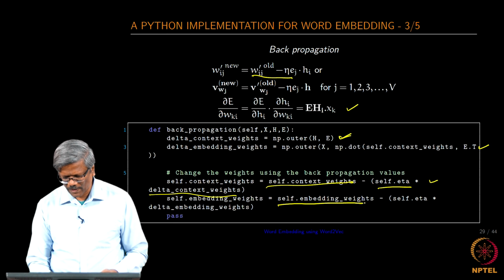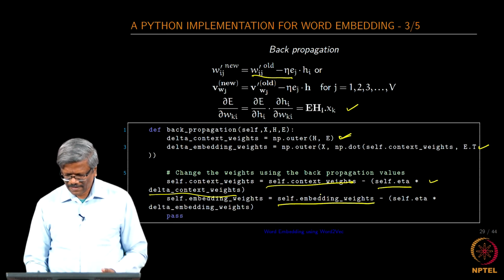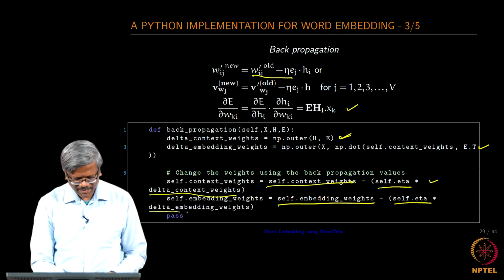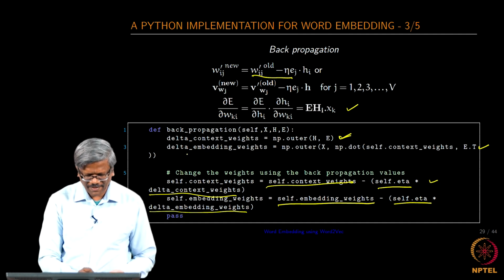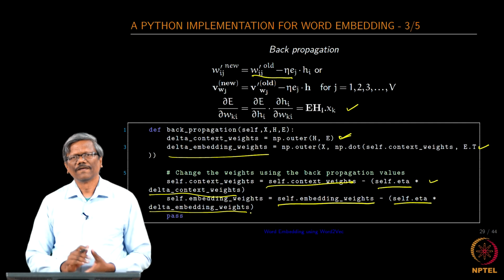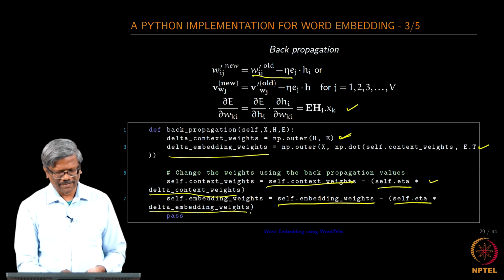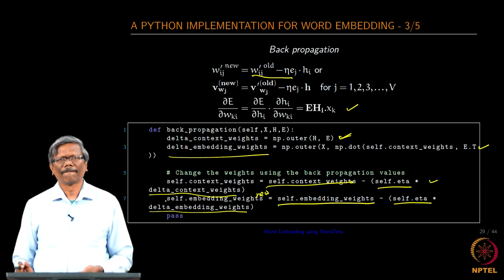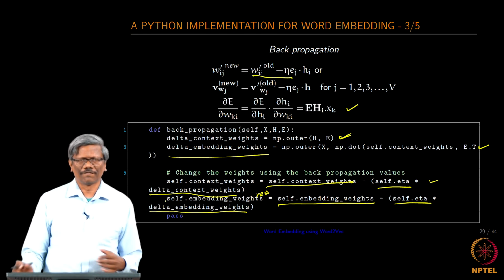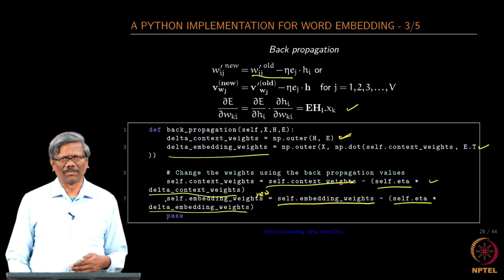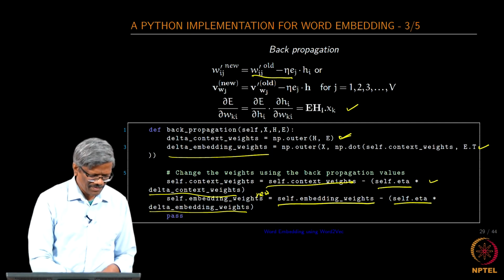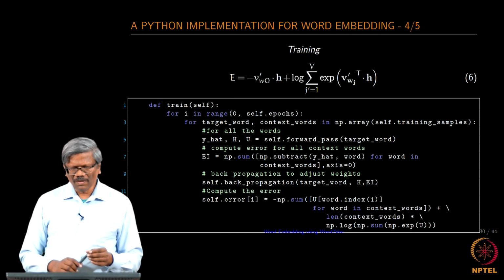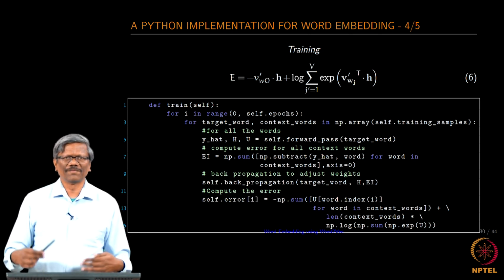So, we have the old embedding weights here, and then we use the same eta parameter and the delta embedding weight that we computed earlier to find the new embedding weights here. So, this is your new value, right. In about 5 lines we have done the back propagation part, right.